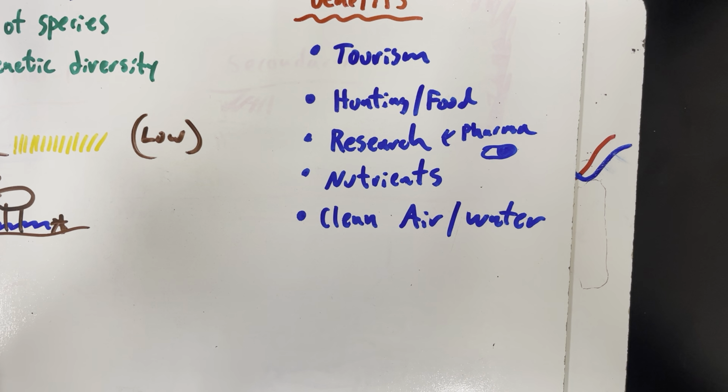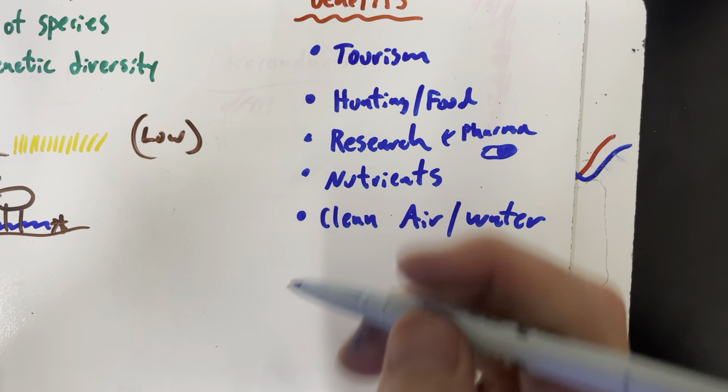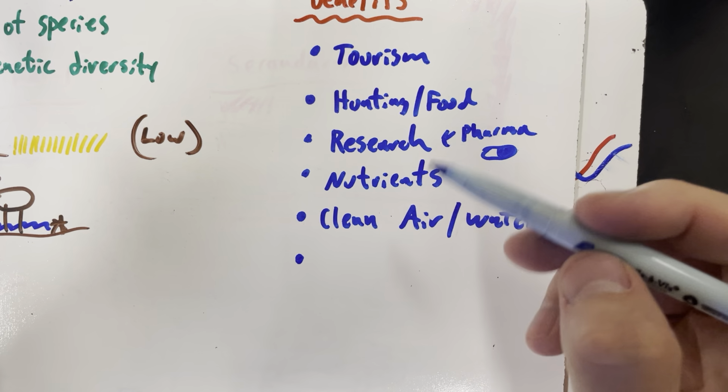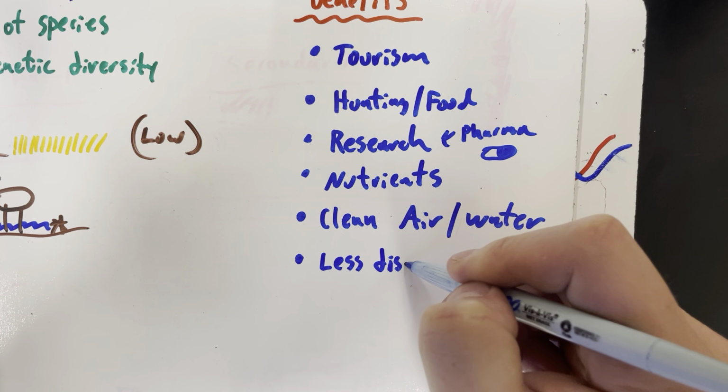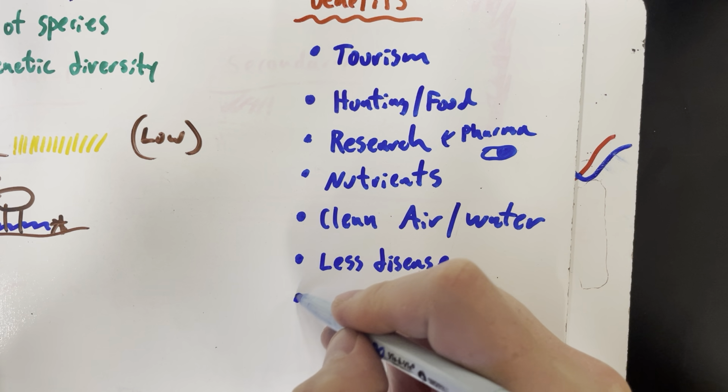Or it doesn't even have to be medical. It could just be some new species that is able to be commercialized or harvested or grown for meat or as a pet or whatever. But doesn't that mean there's also less likelihood of diseases if there's less biodiversity? Correct. So less disease.